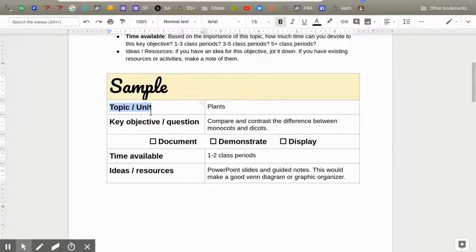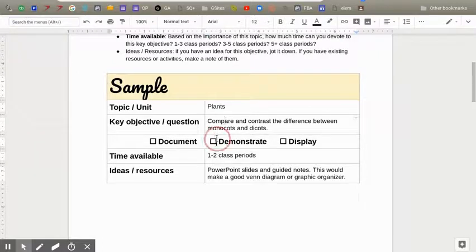So first thing you're going to do is just identify the topic, the unit that you're studying. So I filled this out, say, yeah, we're doing plants. Plants was a unit I never really enjoyed teaching. Plants are kind of boring, they don't do too much. And so I was always looking at how can I make this more interesting for myself and for my students? So I always had a list of key objectives or questions that my students needed to be able to answer to successfully complete the unit. So I selected one of those questions, compare and contrast dicots and monocots.